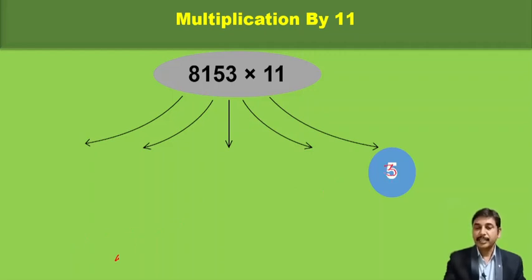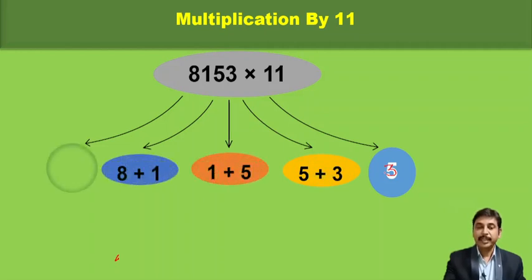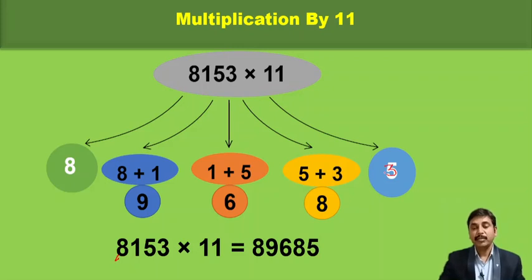Then after that, it will be 5 plus 3, then 1 plus 5, then 8 plus 1, and finally we have 8. Okay, so we can write our answers in this fashion. So your final answer is 8153 into 11 is equal to 89,683. This should be 3. This is misprinted here. This should be 3.